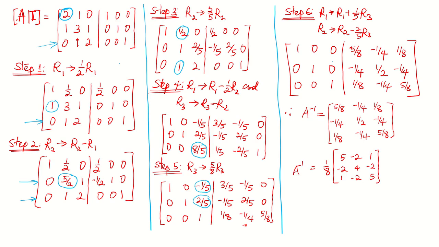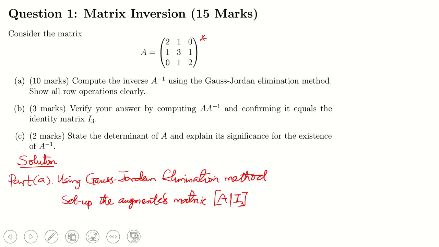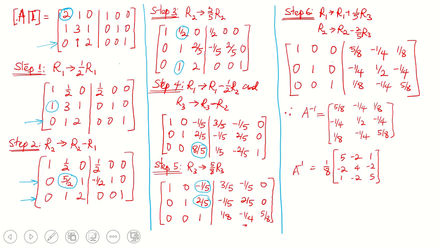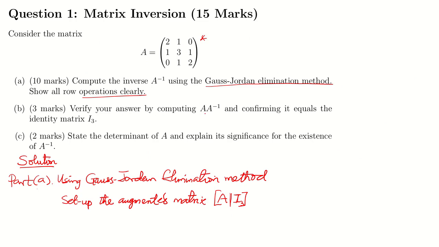Okay, so this is the inverse of matrix A. We just completed the solution to the first part of the question, part A. Here is the inverse of matrix A using the Gauss-Jordan elimination method. All right, and you can see that all the row operations were clearly stated. That's the instruction, that is the requirement. Now let's look at the second part of the question. Part B says verify your answer by computing A times A inverse and confirming it's equal to the identity matrix. Let's verify part B.